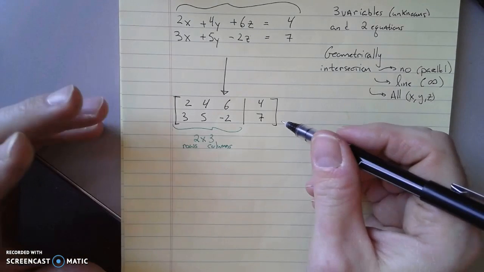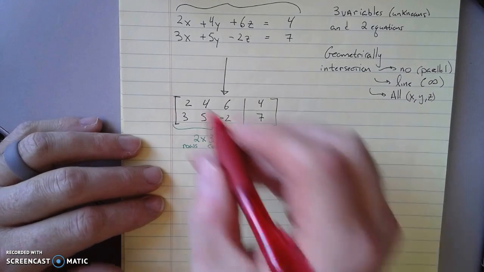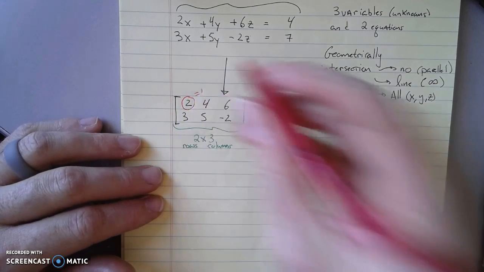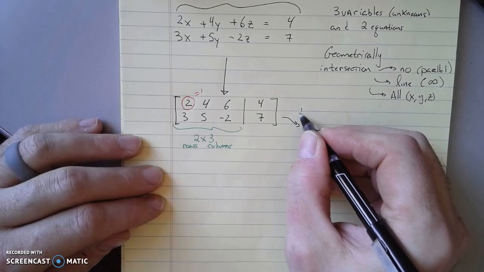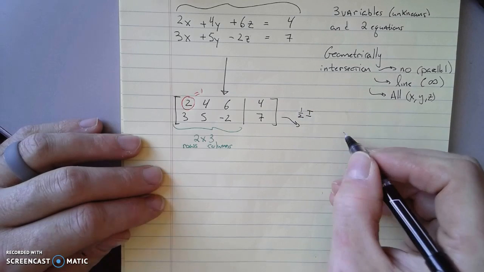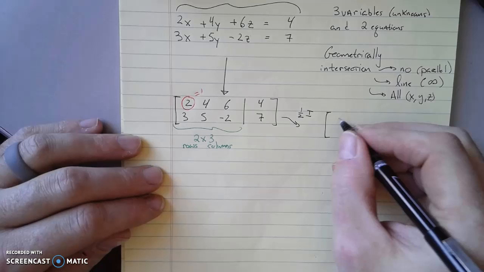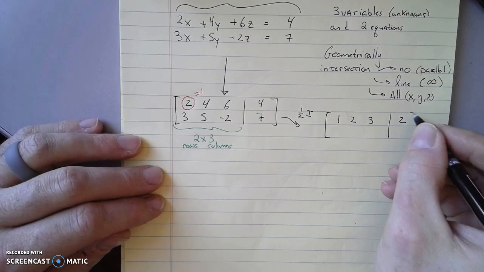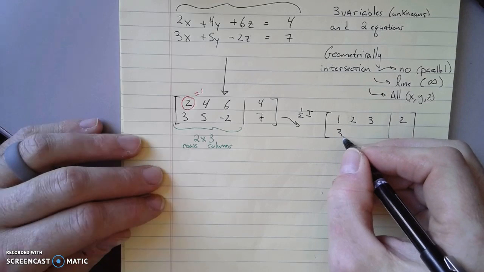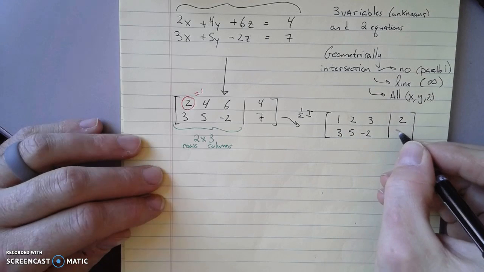So what do we do? Well, it's the same thing as before. We'll start with the 1, 1. We want that to be equal to 1. So let's multiply the first row by 1/2. And that'll give us a 1, 2, 3, 2. And the second row is unchanged.